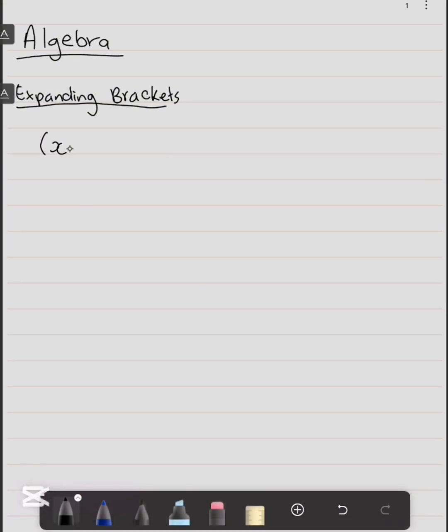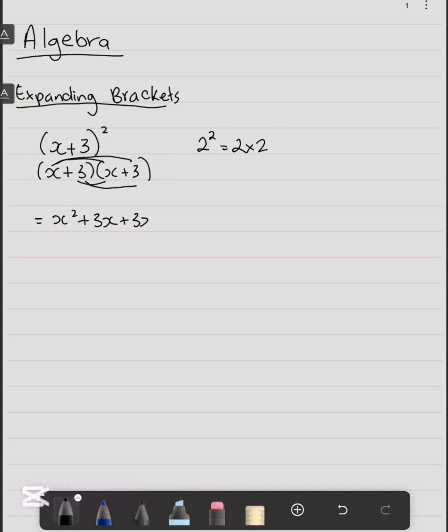Here's a type of bracket question they tend to ask, where they just go (x + 3) squared. And the squared just means (x + 3) multiplied by (x + 3) again. It's the same thing as 2 squared, which is just 2 times 2. So we do the exact same double crab claw method. The x multiplies everything in the right bracket, and the 3 multiplies everything in the right bracket again. You get x squared plus 3x plus 3x plus 9, which we simplify to x squared plus 6x plus 9.